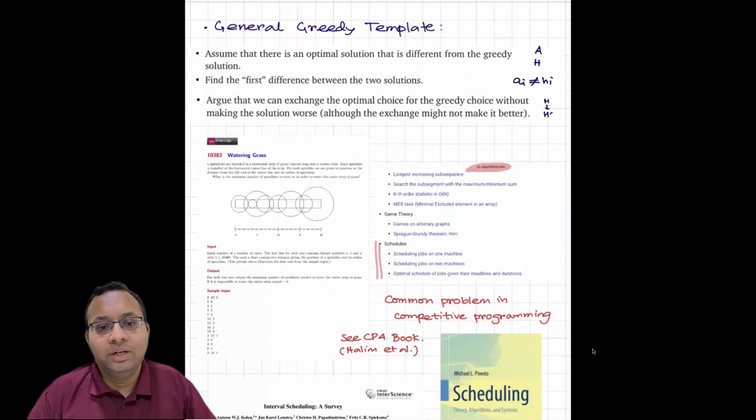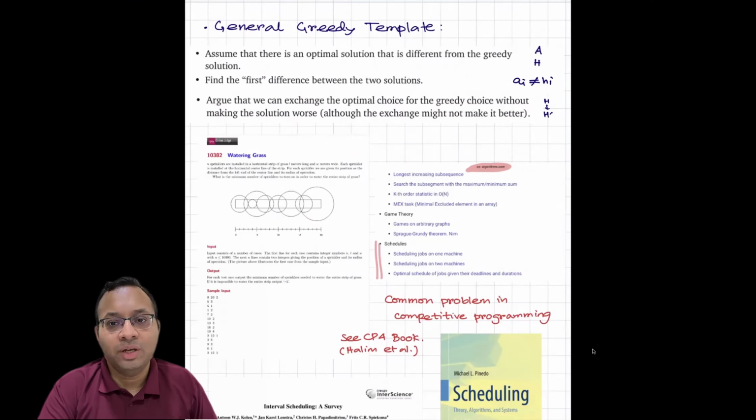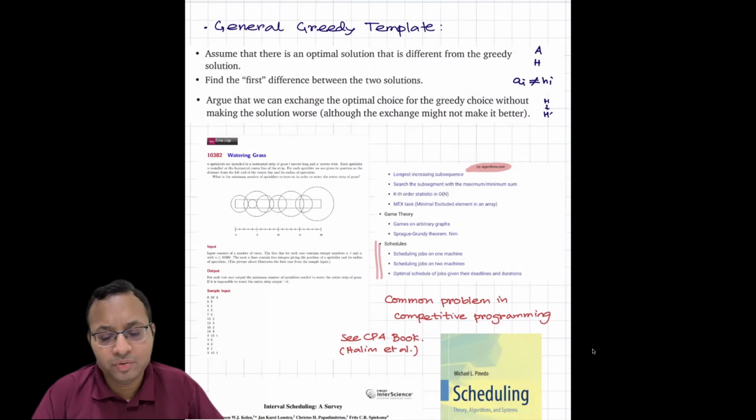And this is the general greedy template which we are using. We first assume there is an optimal solution which is different from greedy. Then we find the first difference between the two solutions. In this case, AI not equal to HI at that point. And then you make an exchange argument. We can exchange the optimal choice with the greedy choice without making the solution worse, which we did. We created H prime from H. And this is a template which we'll use for many problems like knapsack or other problems.